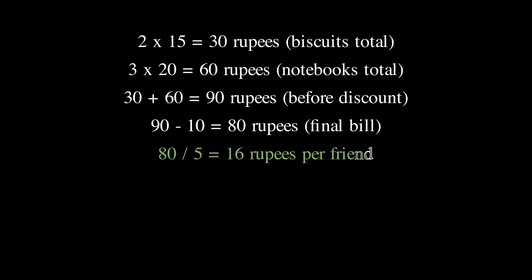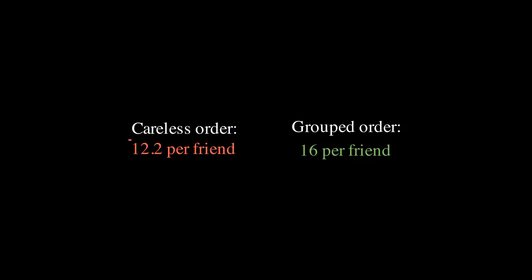Finally, split that 80 rupee bill among 5 friends. 80 divided by 5 is 16 rupees each, a much more sensible number than before. So the careless left-to-right way gave 12 rupees 20 paisa, but working out each grouped item first and combining afterward gives the true answer, 16 rupees per friend.